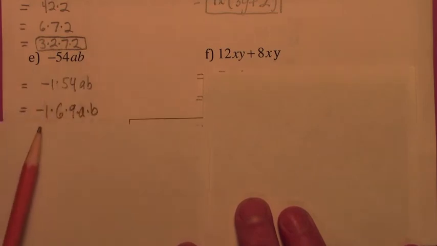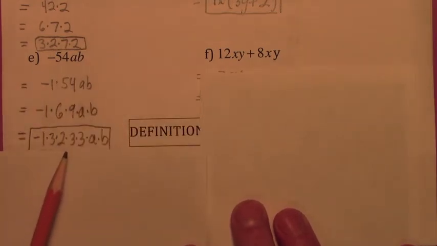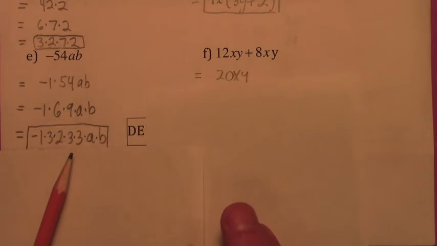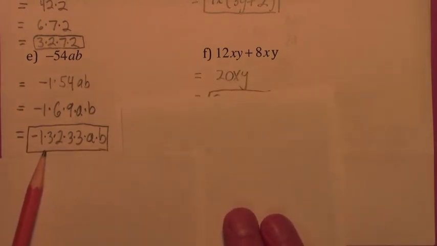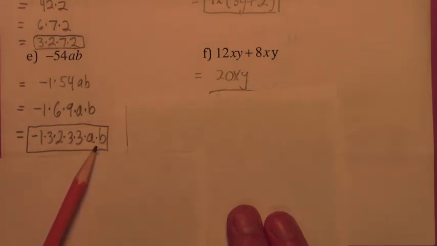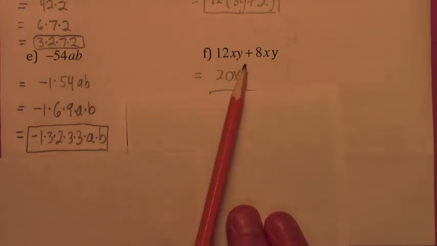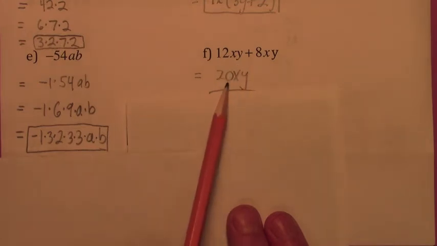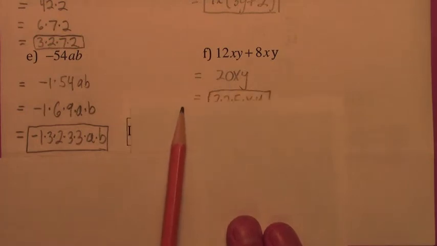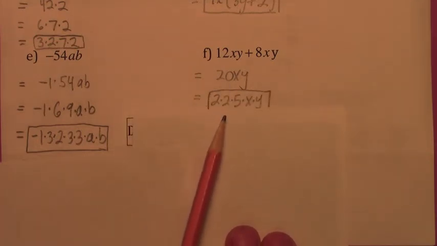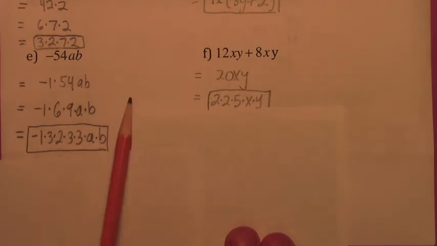On the first one, did you get negative 1? And then you should have 3 factors of 3, a factor of 2, and an a times a b. On this one, this was kind of sneaky. You don't use the distributive law because these are like terms. You can combine them. So always look to do that. And so you don't have to use the distributive law on this. On f, you just write it as primes: 2 times 2 times 5 times x times y.